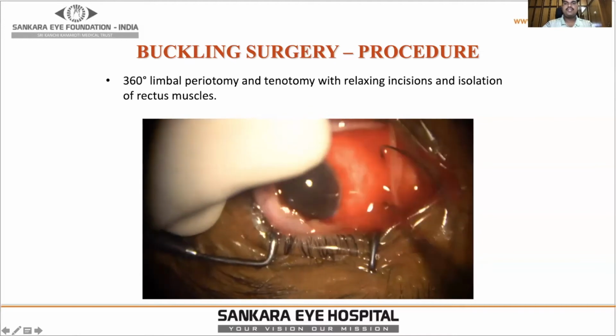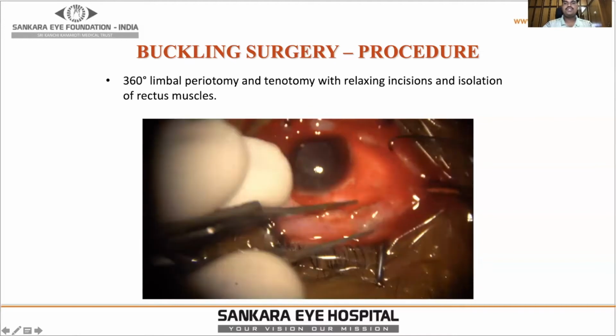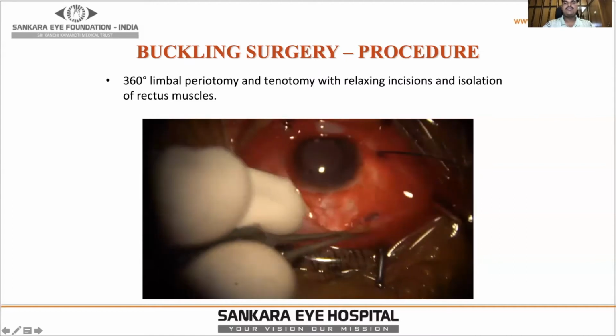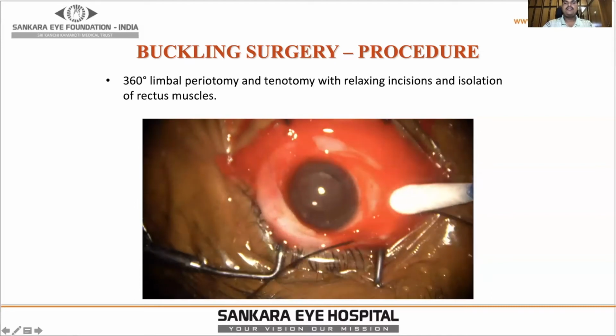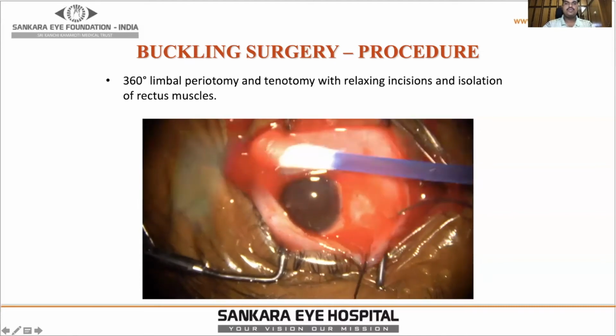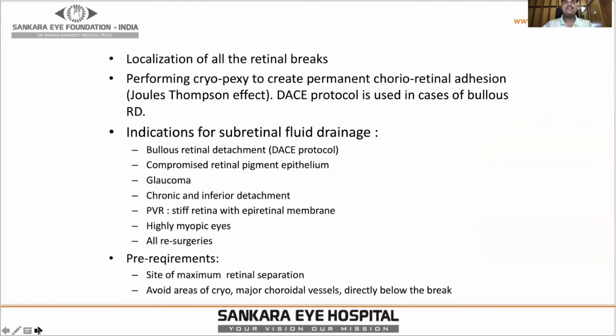Once the peritomy and tenotomy are completed, the next procedure is hooking of the muscles, which is carefully done to make sure that we hook the entire muscle, and then bridling it with usually silk sutures. Once the muscles are hooked and bridled, the next step is to localize the retinal breaks. So retinal break identification and marking is done, either using a cautery or an Indian ink pen.